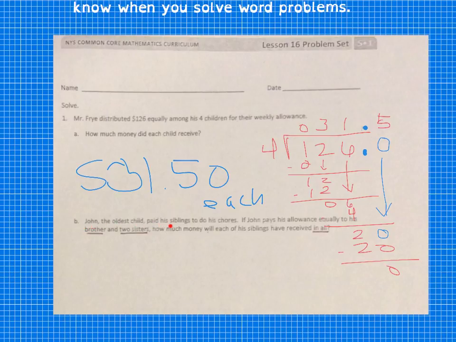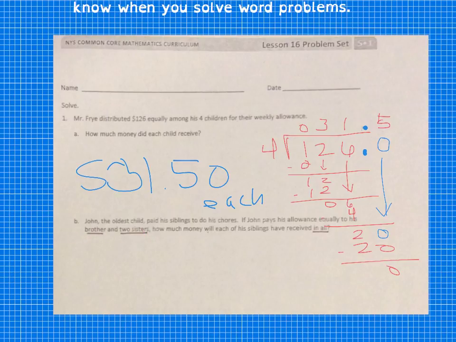John, the oldest child, paid his siblings to do his chores. If John pays his allowance equally to his brother and 2 sisters, how much money will each of his siblings receive in all? I have to see here that I'm doing 2 types of problems. First, John is going to pay his siblings to do his chores. He's going to pay them equally, to do his chores.